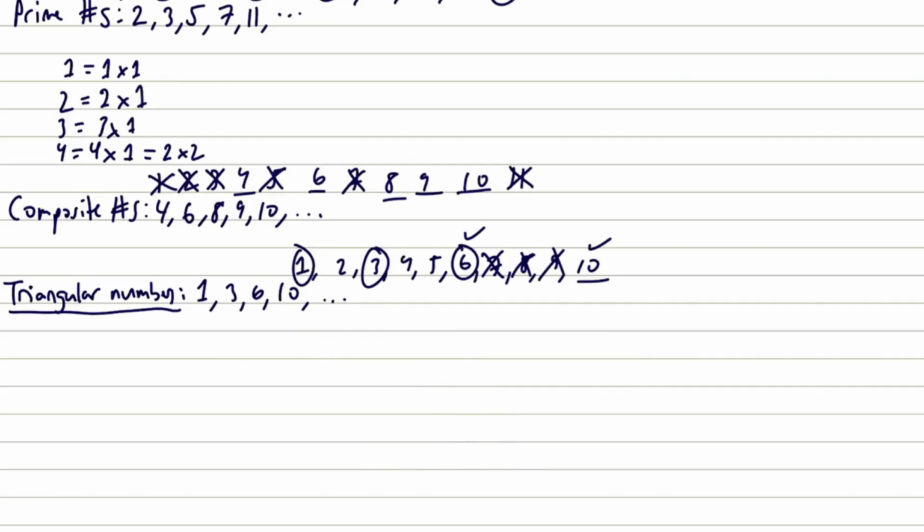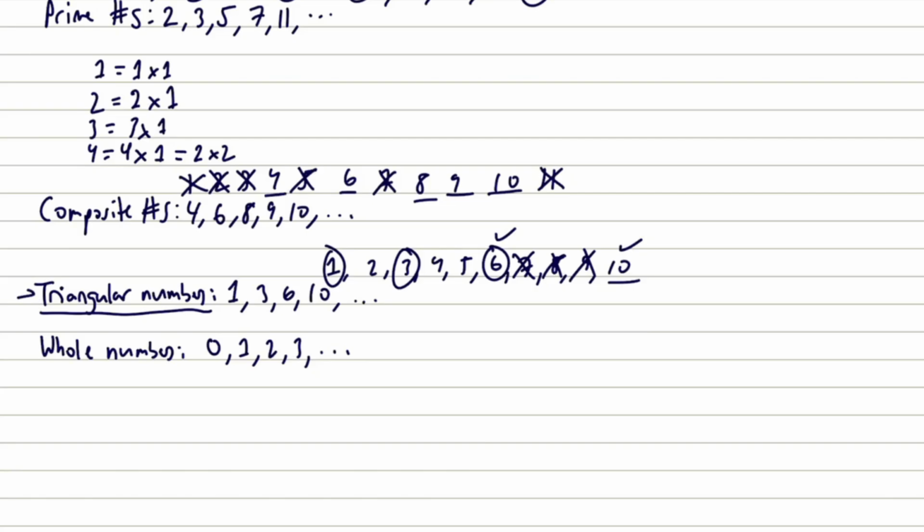These triangular numbers are actually a subset of the whole numbers, which is generally more consistent than the definition of the natural numbers, because it always includes 0. It's 0, 1, 2, 3, and then it keeps going on forever. Whereas the natural numbers, it depends on who you ask if they include 0. These triangular numbers are a subset of the whole numbers.